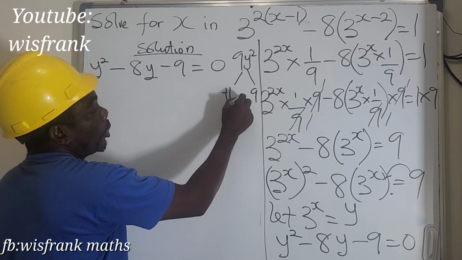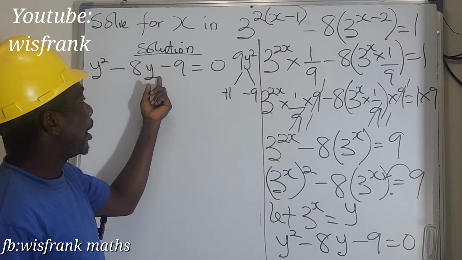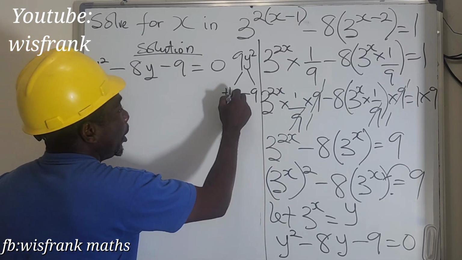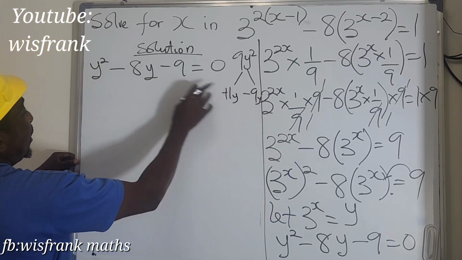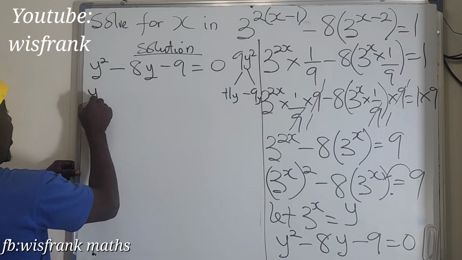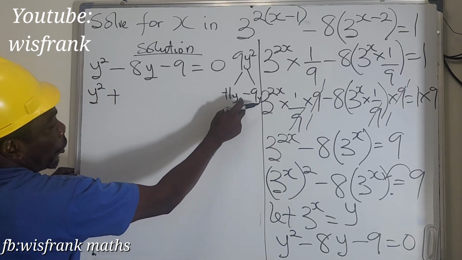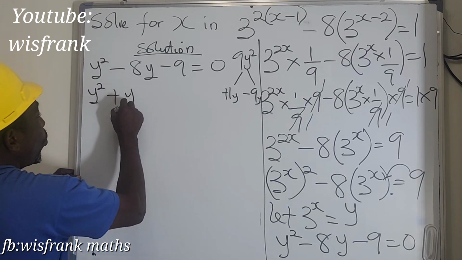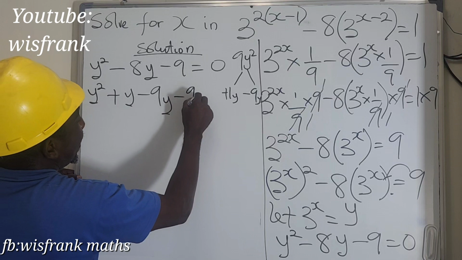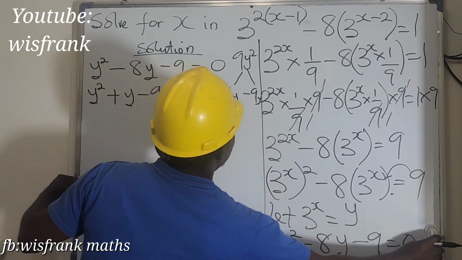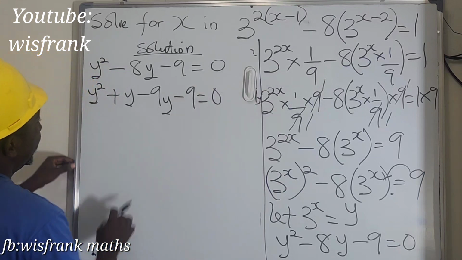So this will become plus and minus. So we have 1 minus 9 will give us -8. So here will be 1y and 9y. Substituting this into where we have here, we have y raised to the power of 2 plus 1y. We are not going to write 1y, we are going to write y minus 9y minus 9 equals to 0. So that is our new equation now.